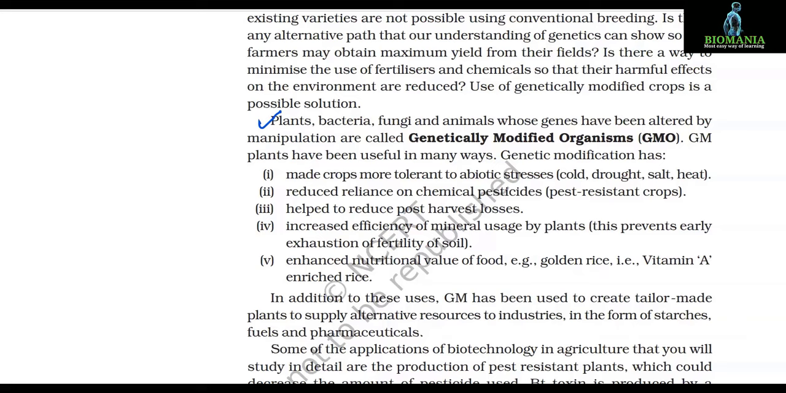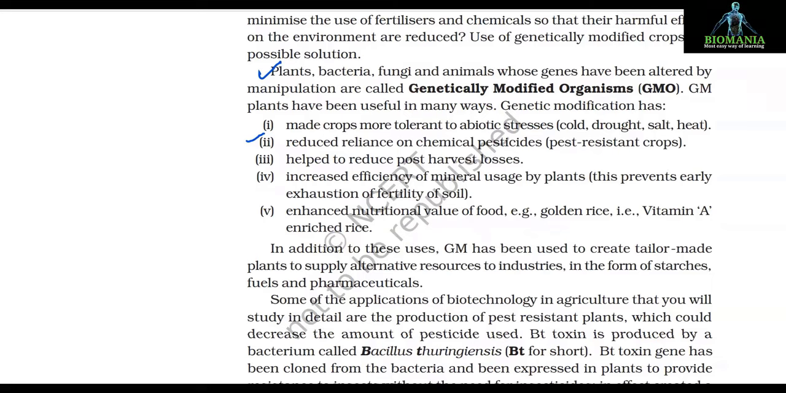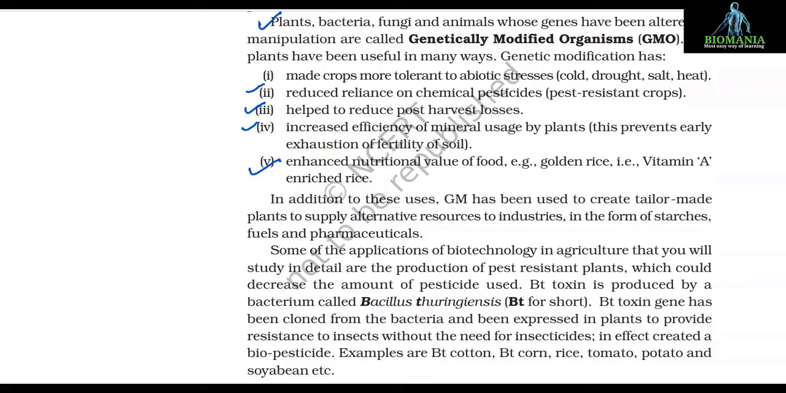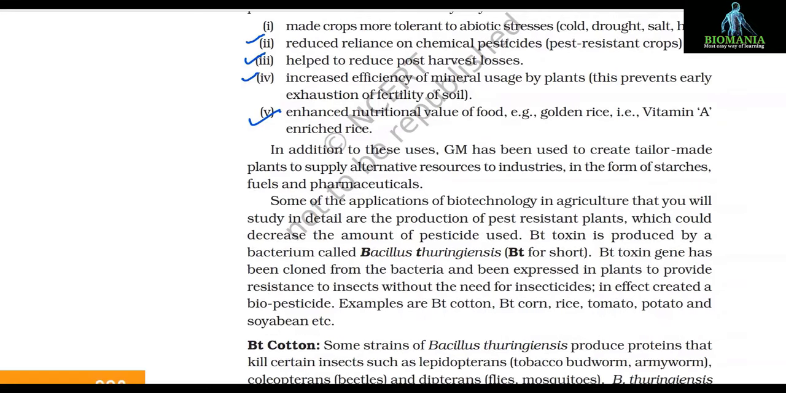Genetic modification has: number 1, made crops more tolerant to abiotic stresses like cold, drought, salt, heat, etc. Number 2, reduced reliance on chemical pesticides, that is pest-resistant crops. Number 3, helped to reduce post-harvest losses. Number 4, increased efficiency of mineral usage by plants. This prevents early exhaustion of fertility of soil. Number 5, enhanced nutritional value of food, example golden rice, that is vitamin A enriched rice.